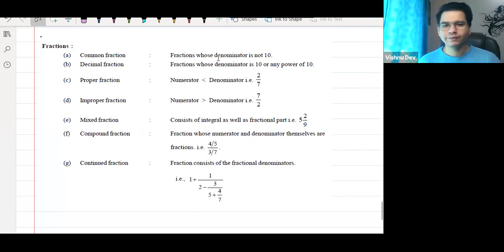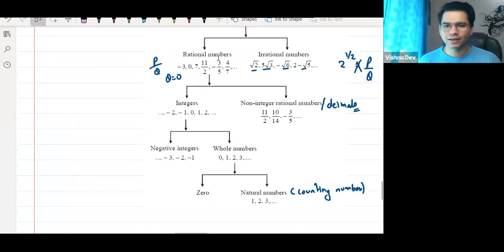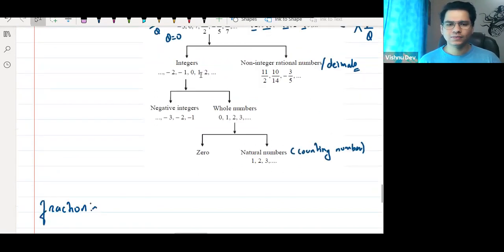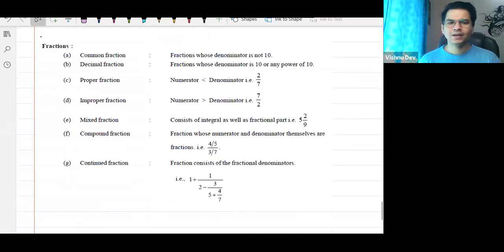I'll explain once again. Rational numbers are basically numbers which can be written in form of p by q, right? Where p and q are integers and q should not be equal to zero. For example, 11 by 2, 7 by 1, 0 by 1, minus 3 by 5, right? These are the examples of rational numbers. Or any number which cannot be represented in form of p by q is an irrational number. Okay, okay. Now let us talk about fractions.